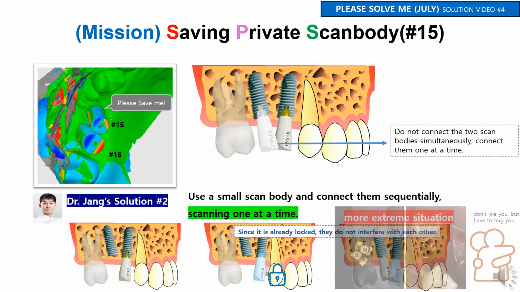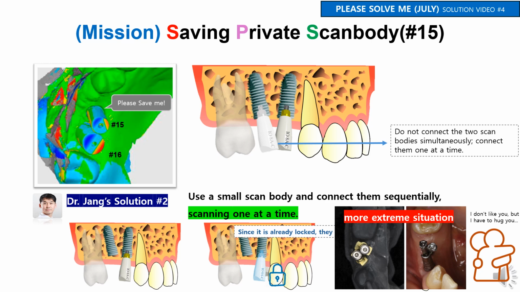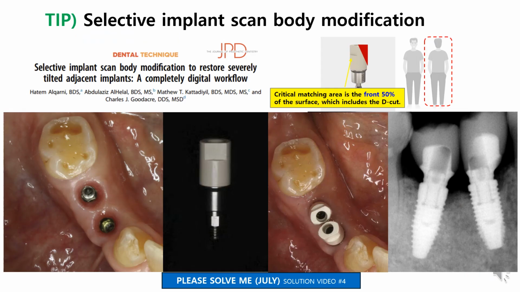But what if there is a more extreme situation where the gap is so narrow that it is impossible to place two scan bodies simultaneously? How should we resolve such an extreme case? So I would like to introduce a relevant research paper that addresses this issue.